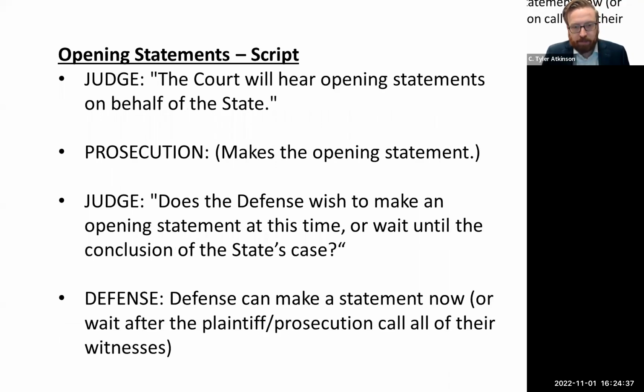Opening statement script. Judge says, the court will hear opening statements on behalf of the state. Prosecution makes their opening. Judge, does the defense wish to make an opening statement at this time or wait until the conclusion of the state's case?